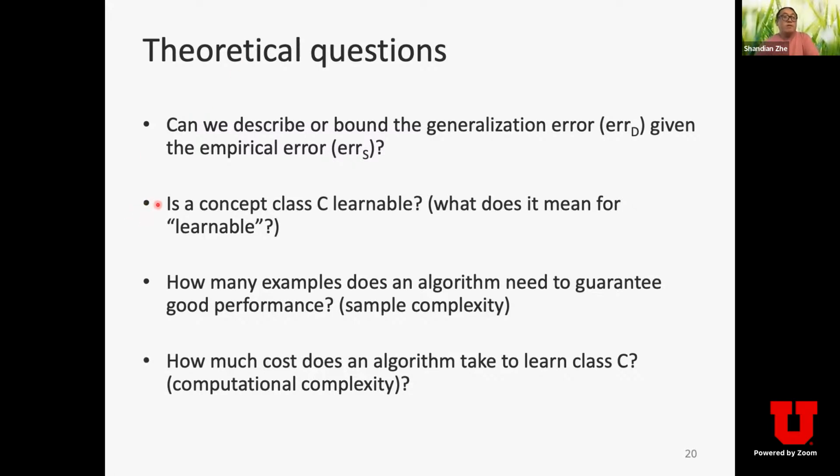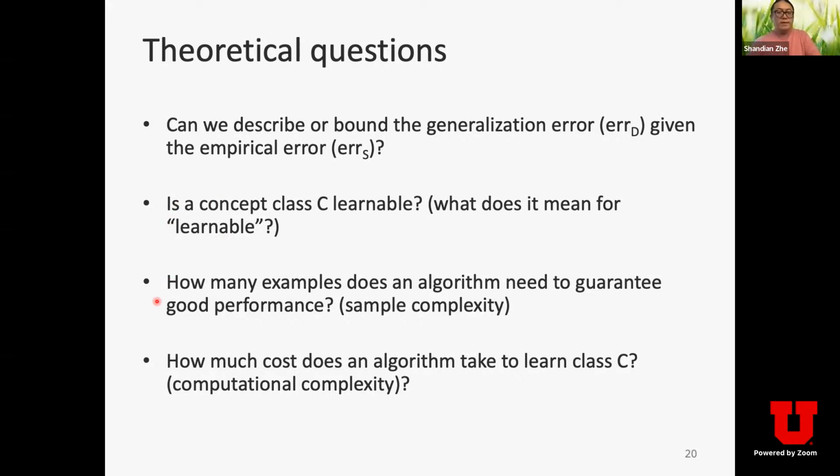And the second thing is even more fundamental. For this particular type of target functions, are they learnable? That is, for any concept class C, is it learnable? And here, what do we mean by learnable? Later we'll talk about that.